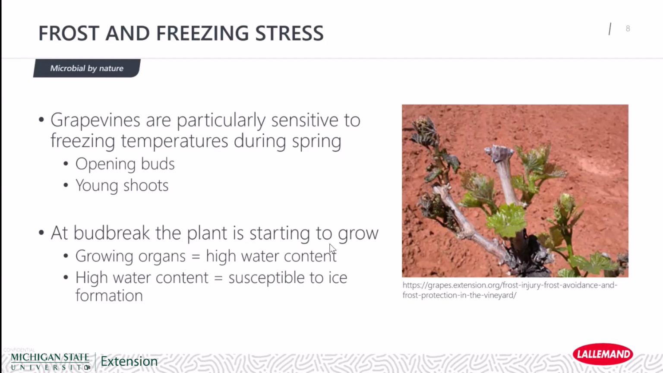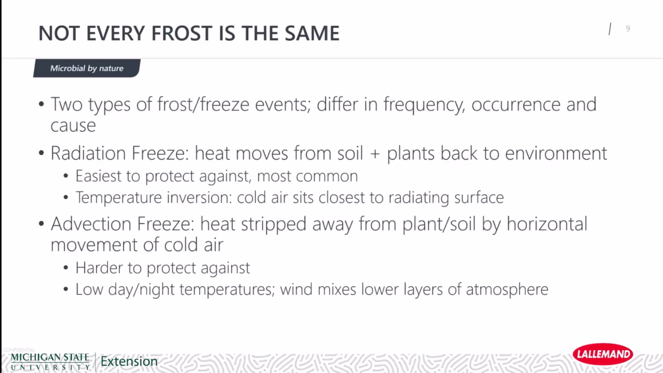And if it wasn't enough just to have to deal with the water movement, there are also multiple different types of frost we have to contend with. So there are two types of frost and two types of freeze events. They do differ in frequency and occurrence, as well as the cause of them. Those are going to be classified as either a radiation freeze or an advection freeze.